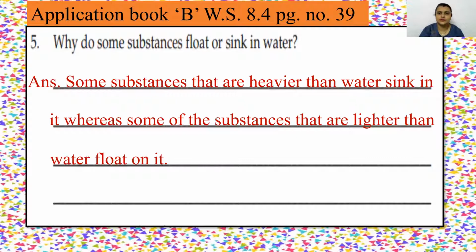Why do some substances float or sink in water? As we had already learned about this, some substances are heavy and some substances are light. So substances that are heavier than water sink in it, whereas substances that are lighter than water float on it.